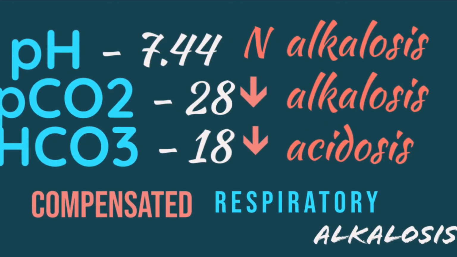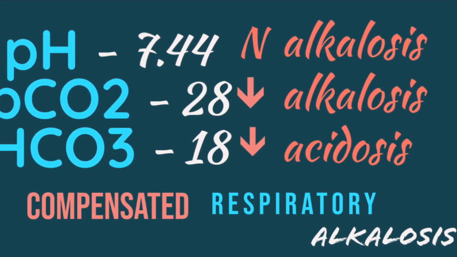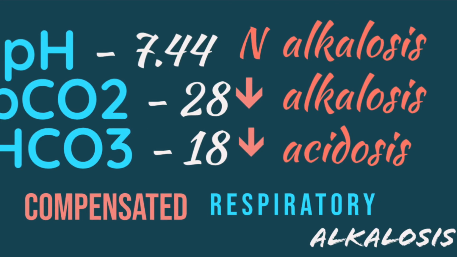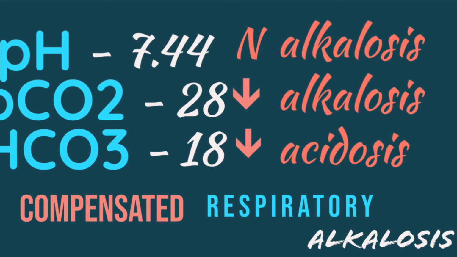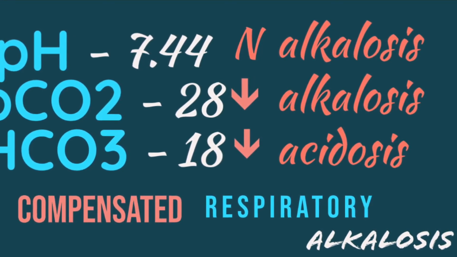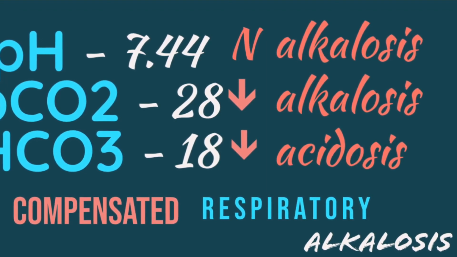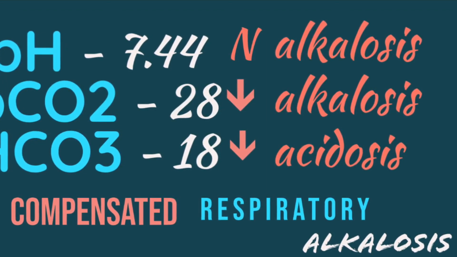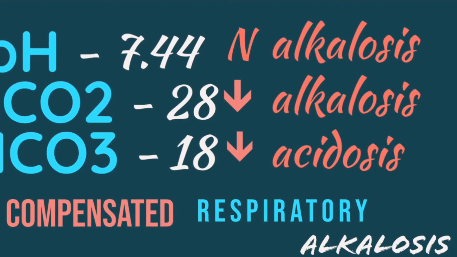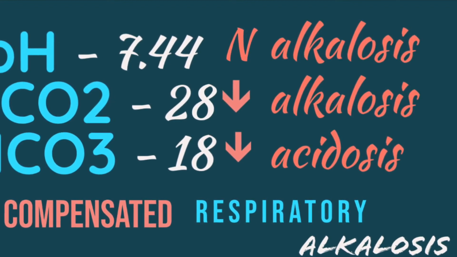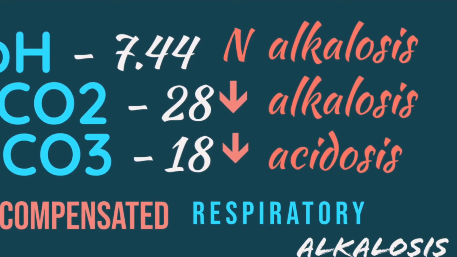Now this is an example for compensated respiratory alkalosis. Here the pH value is 7.44, which is within the normal limit, and it is alkalosis. Carbon dioxide level is 28, which is lesser, which is alkalosis. Bicarb level is 18, which is decreased than the normal limit, and it is acidosis. Here pH is within the normal limit, so it is compensated, and pH and carbon dioxide levels are in the opposite direction, so it is respiratory, and most of the values are towards alkalosis, so it is alkalosis. So the condition here is compensated respiratory alkalosis.